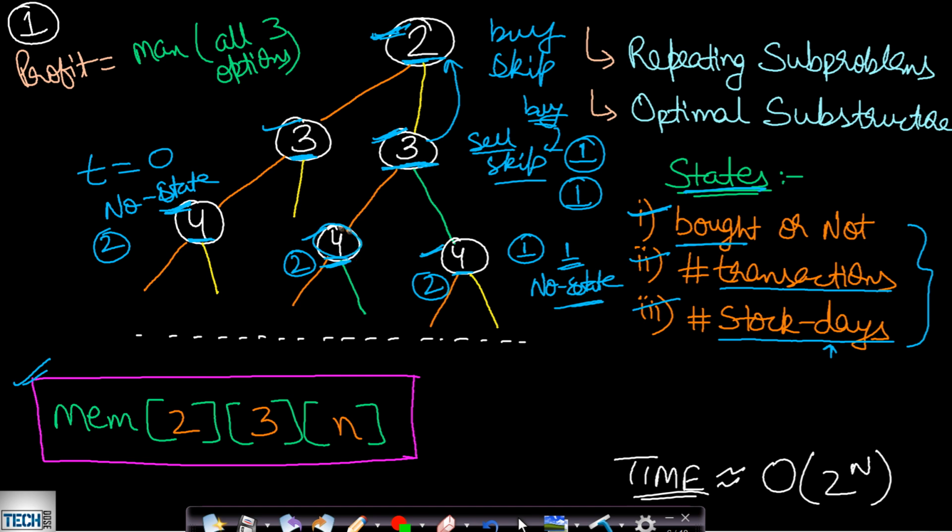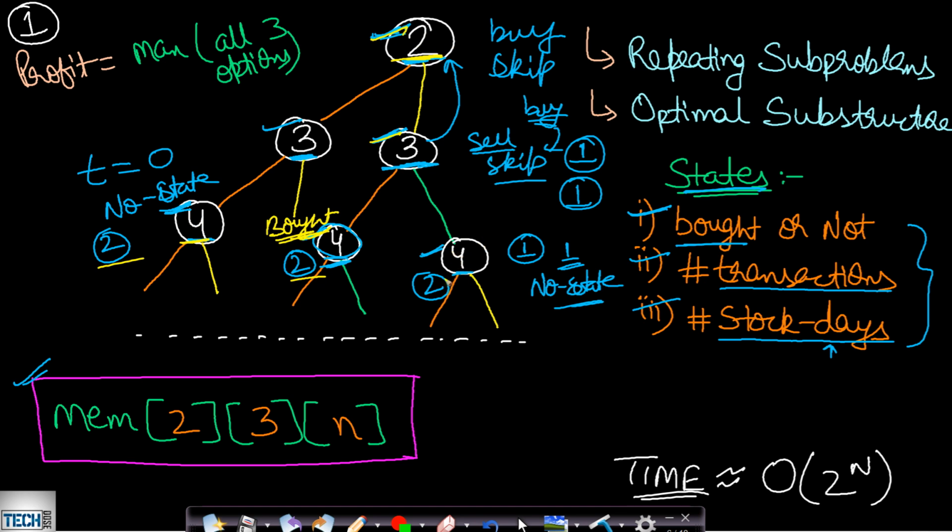But for this 4, which is the middle 4, you can see that on the first day we had bought this stock 2, on the second day we had skipped this 3, and on this third day we are in bought state. That means we have a stock in hand which we had bought on the first day, price equals to 2. So this state is different from this state. So even though the price is the same, the day is the same, the states are different.